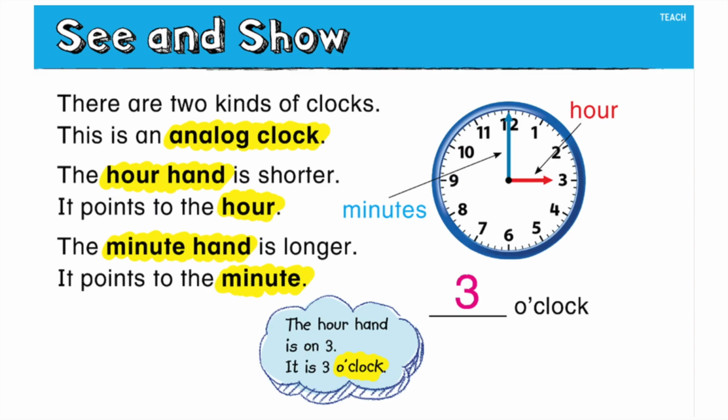There are two kinds of clocks. This is an analog clock. The hour hand is shorter, it points to the hour. The minute hand is longer, it points to the minute. The clock is showing 3 o'clock because the hour hand is on the 3 and the minute hand is on the 12, right? So we say it's 3 o'clock. So an analog clock is any type of clock that has the two little hands moving around, like the one in the classroom. That is called an analog clock.